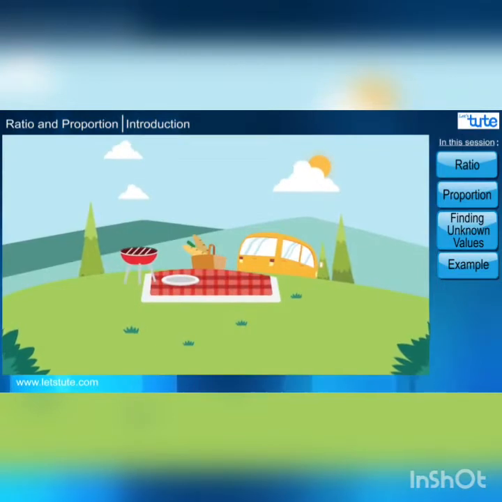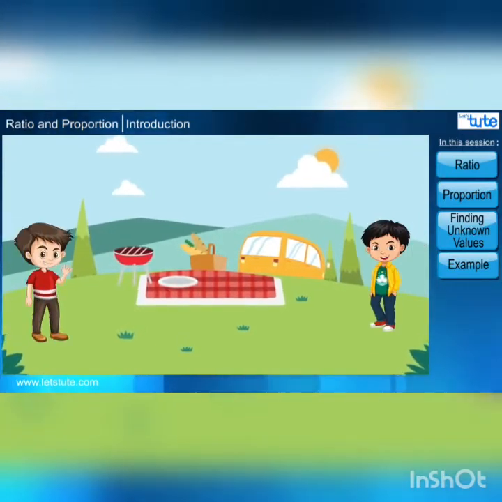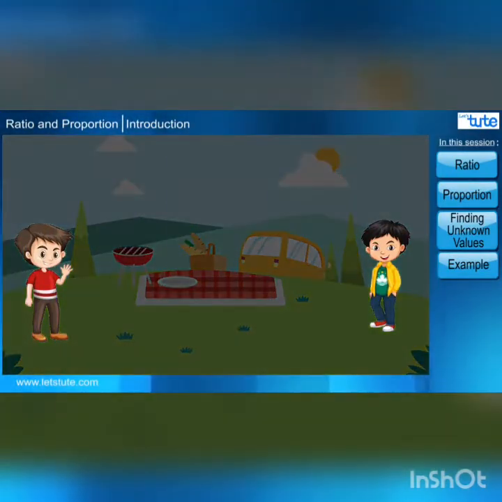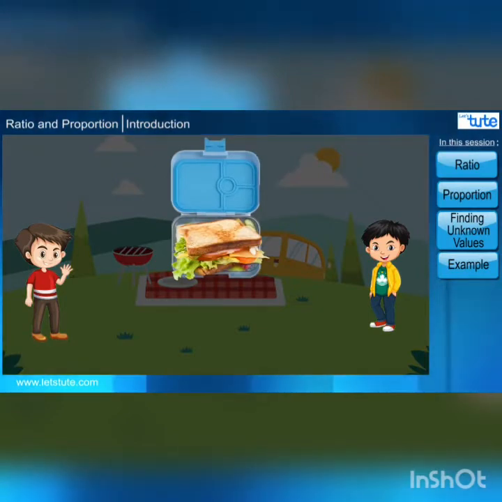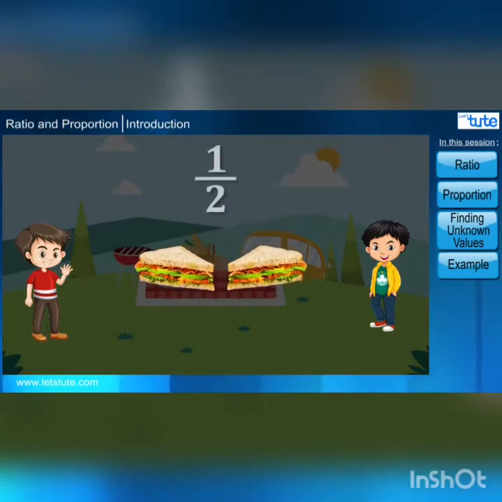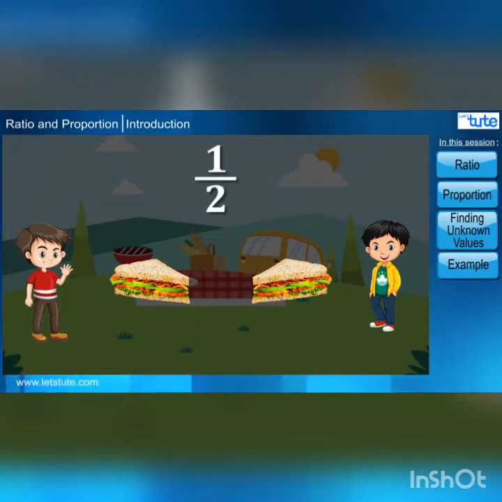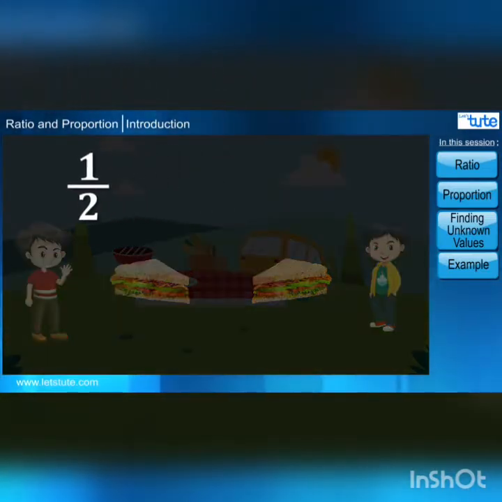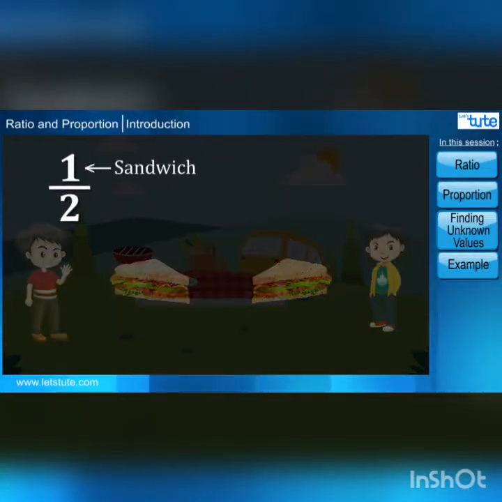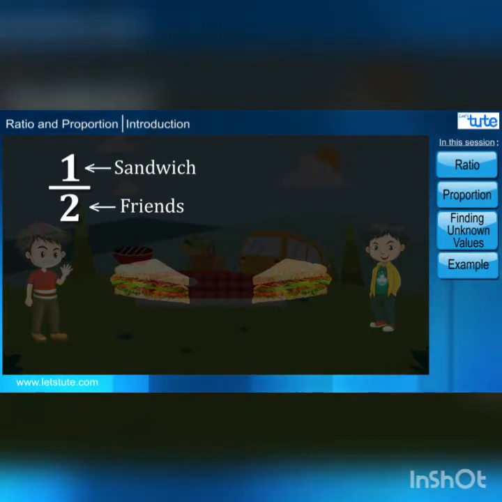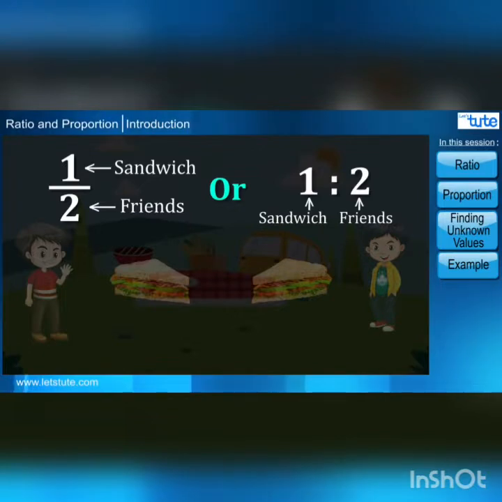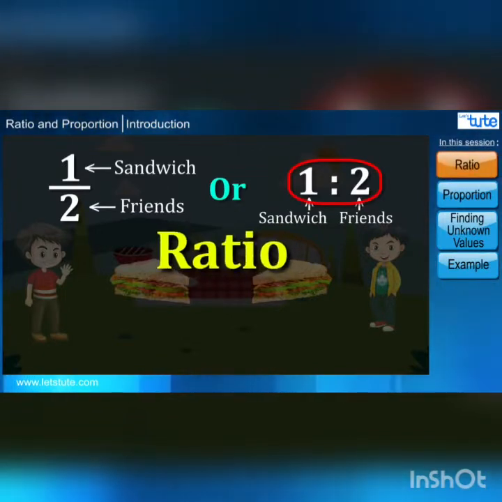If you go to a picnic and two of your friends have to share one sandwich, then how much will one of the friends get? Half of the sandwich, right? And this is a fraction, like we said before. Or we can also say that one sandwich is shared between two people. That is 1 divided by 2 or 1:2. And numbers in this form are known as ratio.